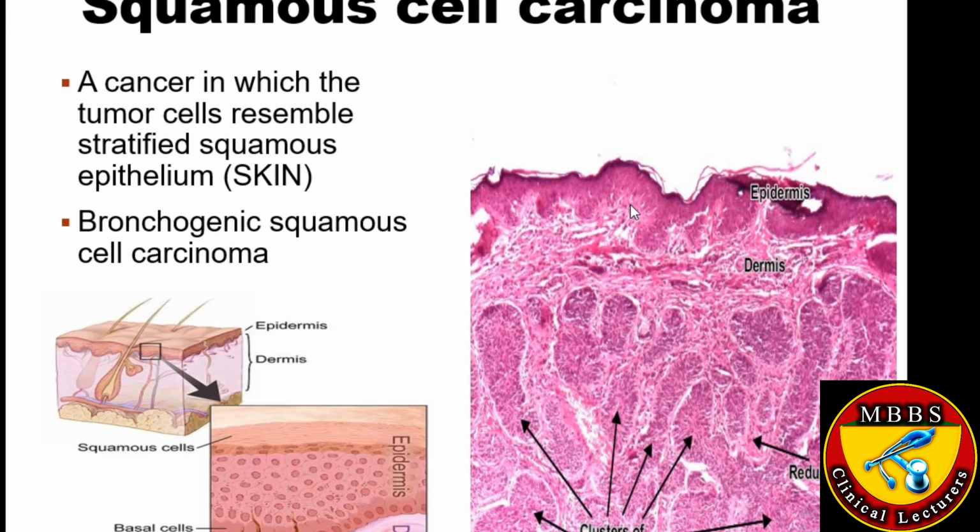As you can see in this micrograph, this is the epidermis and this is the dermis. But you see the nests of tumor cells resembling stratified squamous epithelium within the dermis. And if it is within the dermis, it means that there has been some invasion taking place. If there has been invasion, then it is a carcinoma, not just an adenoma or a lipoma. So it is the squamous cell carcinoma.